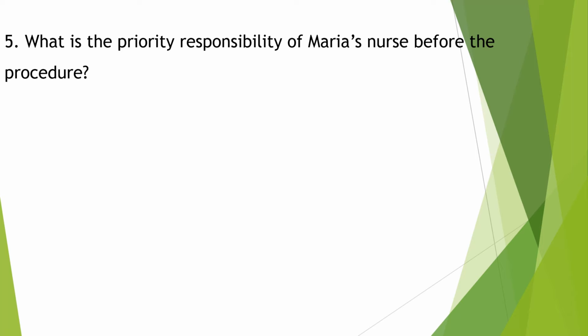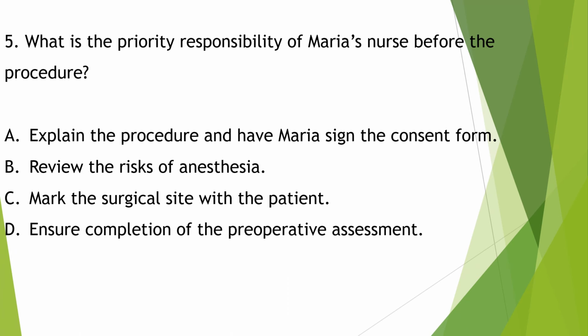What is the priority responsibility of Maria's nurse before the procedure? Explain the procedure and have Maria sign the consent form. Review the risk of anesthesia. Mark the surgical site with the patient. Ensure completion of the pre-operative assessment.